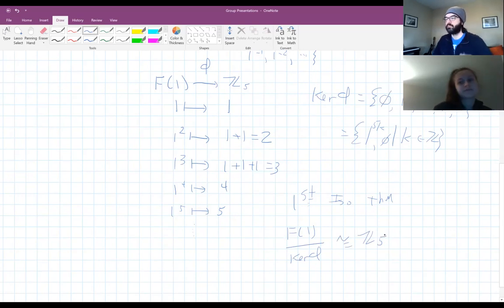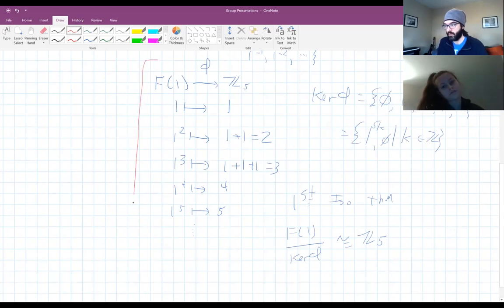Now, let's unpack this just a little bit. This free group on one element, we said, is like, we have the empty word, we have 1, we have 1 squared, 1 cubed, we have 1 to the negative 1, 1 to the negative 2, and so on. What does that look like? I'm writing.